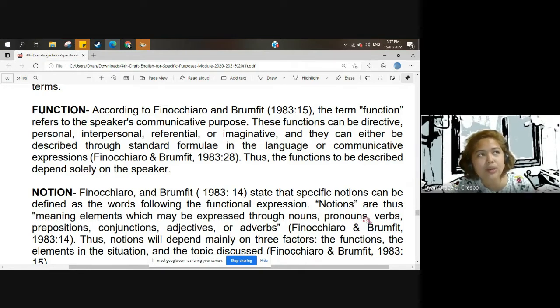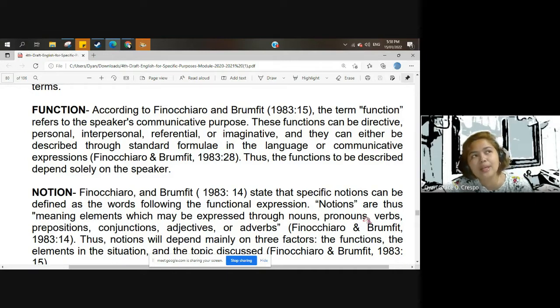And that's why we are looking for the function, or the reason, it may be personal, ano ba yung magiging reason, I forgot the term that we shall be using for this one. How you will use the things that you will learn in a class, maybe for personal usage, interpersonal, referential, or imaginative. So this could be described for you to communicate. Had something to do with that.